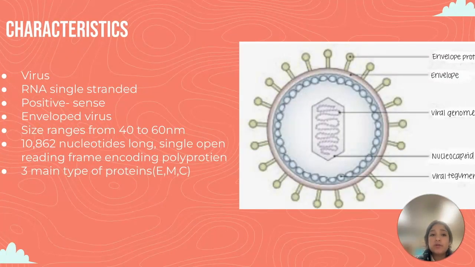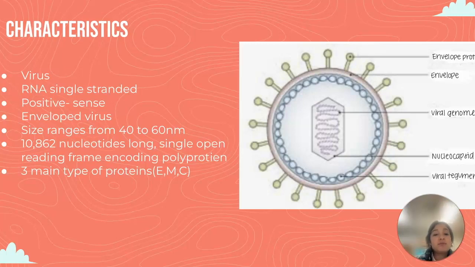Okay, now let's talk about the characteristics of yellow fever. First and foremost, it is a virus. It is an RNA single-stranded virus with a positive sense, and it is enveloped. The size ranges from about 40 to 60 nanometers. And the virus infects monocytes, macrophages, Schwann cells, and dendritic cells. There are about 10,862 nucleotides in this virus, and it is a single open reading frame.